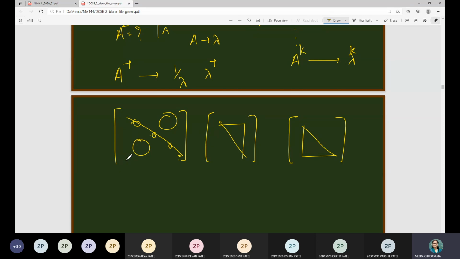And one more thing, if 0 is one of the eigenvalues, then that matrix is never invertible. Why? Because A is invertible if and only if 0 is not an eigenvalue. Why? Because if 0 is one of the eigenvalues, this product will also be 0. If one element is 0, then the whole product will be 0.